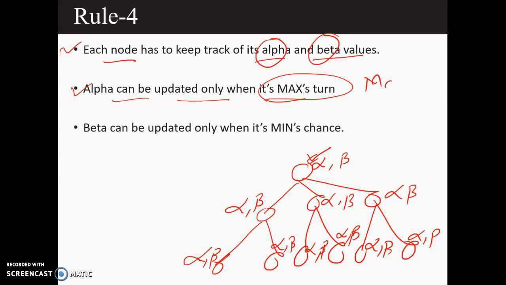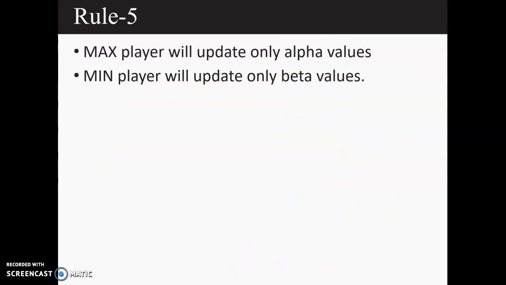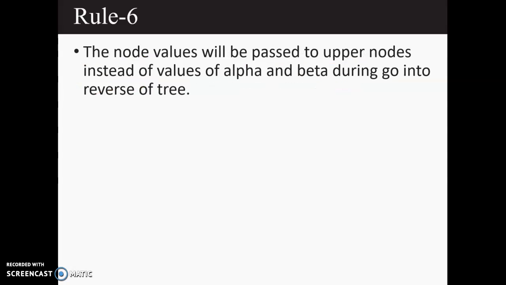So when the max player takes a move, you will update the value of alpha. On the other hand, if the min player takes the move, then you will update the value of beta. This is the idea. The next rule, rule number 5, is that the max player will update only alpha values and the min player will update only beta values. Rule number 6 is that the node value will be passed to the upper node instead of the values of alpha and beta during the reverse traversal of the tree.